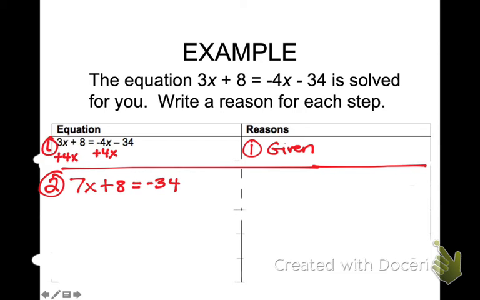So over on this side, for my line 2 for reasons, so why can I get that? Well, I just did the addition property of equality. And you can just put PO for property of equality. So the addition PO. Okay. Then what's your next move?